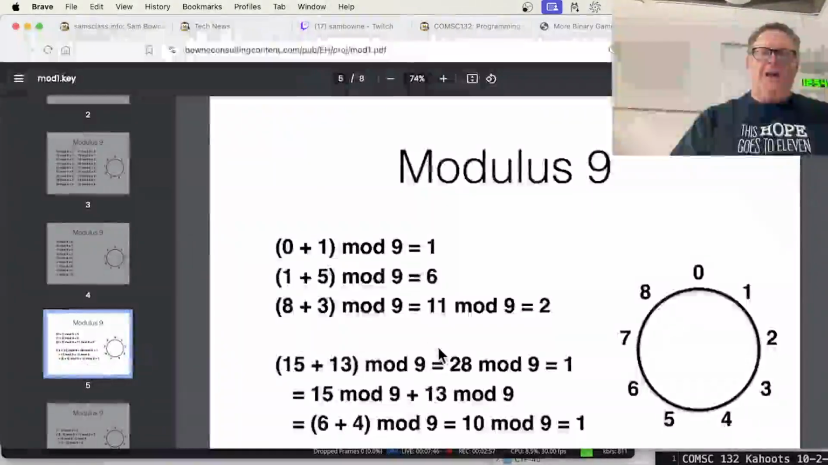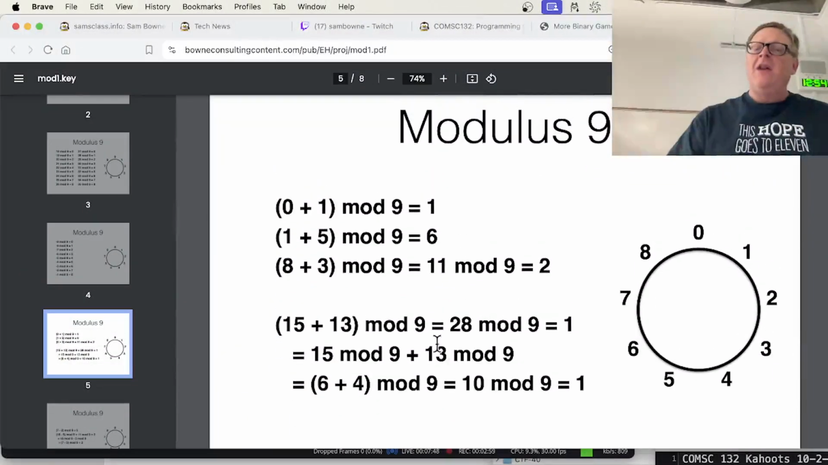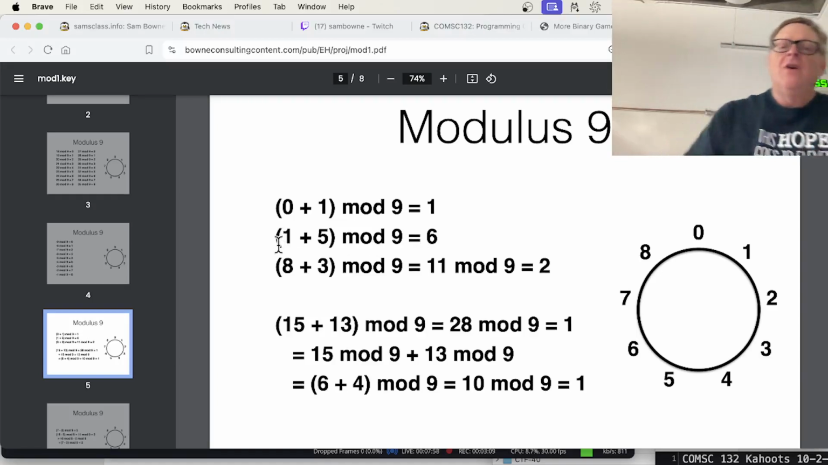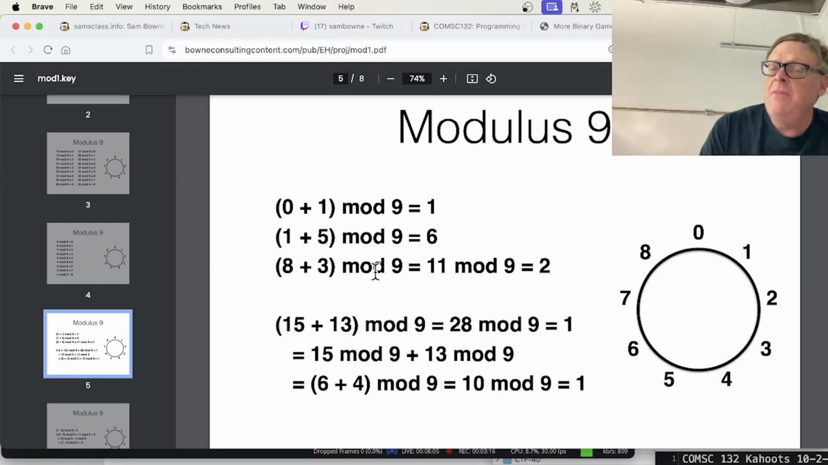So you can now do mathematical operations. You can add numbers mod 9. So 0 plus 1 mod 9 is 1. 1 plus 5 mod 9 is 6. Because now I could either combine this in here and get 6 and then do a mod 9, or I could apply the mod separately to each term and it would be the same. So 8 plus 3 mod 9 is going to be 11 mod 9, so that's 2.